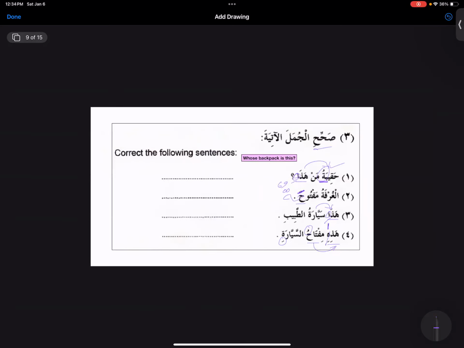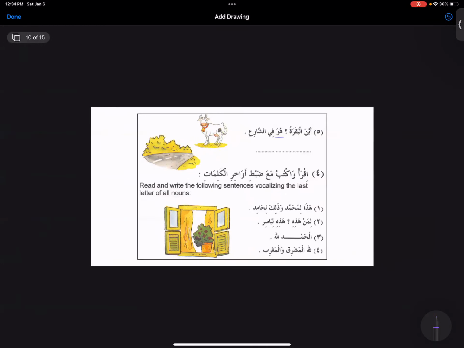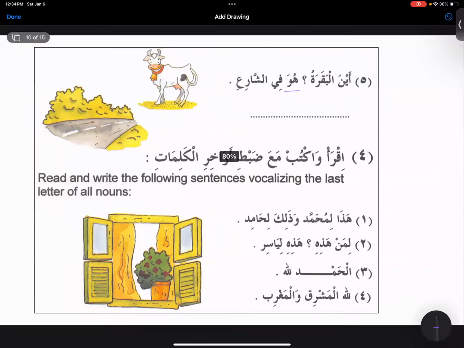So you guys are going to do that as homework as well. These are small homeworks, and inshallah that should be fun for you to do, okay?